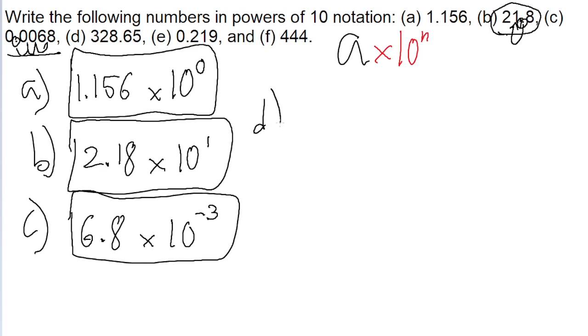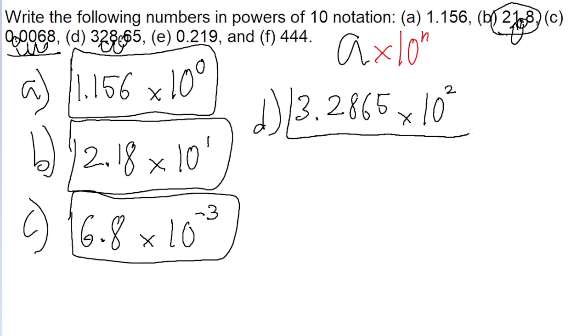Now let's look at part D. Our number is 328.65. So this is too big, so we'll have to shift the decimal point to the left. So 1, 2. So that'll get us a number between 1 and 10, because we have 3. So that becomes 3.2865. But we've made the number smaller, so we have to multiply it by 10 to the power of 2 to make it bigger again to keep its value the same. So that's part D.